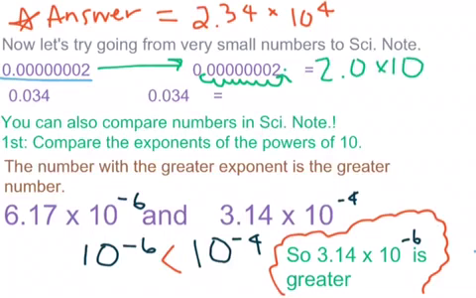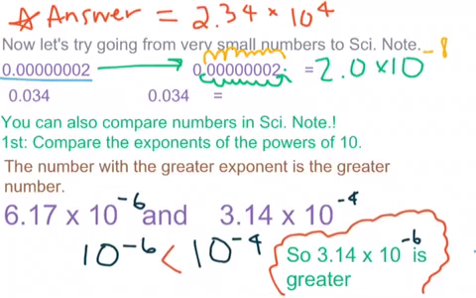Okay, so we went over 8 times. Let's count again. We'll use a different color on top. 1, 2, 3, 4, 5, 6, 7, and 8. So we went over negative 8 times. So we have 2.0 times 10 to the negative 8.